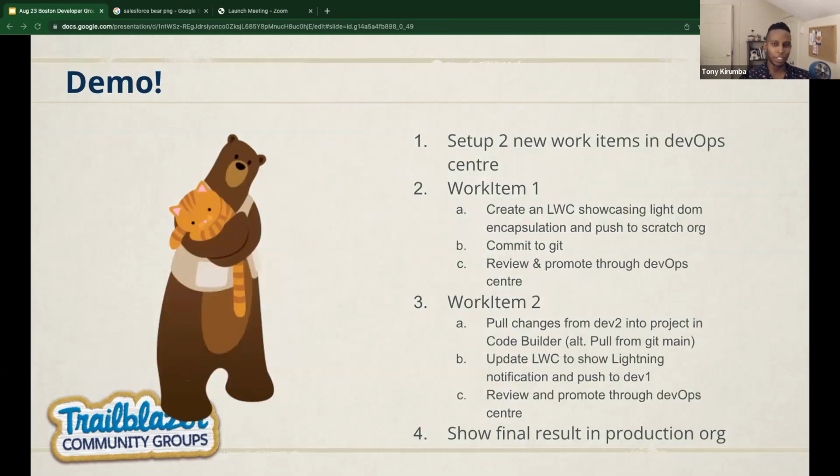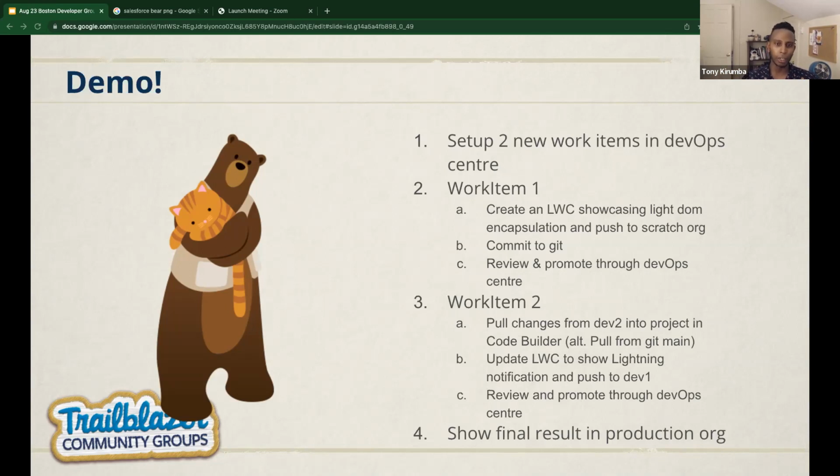This demo is a little bit ambitious. So this is what I have set up as an agenda. We'll see how much of it we can get through. And if things start to get out of scope or take too long, then I might trim it down as needed. But essentially what I'd like to do is use the DevOps Center to set up 2 new work items, and you'll see what those are. And we'll review the DevOps pipeline. And then for the first work item, we're going to set up a Lightning Web Component that uses some of the new features, push it to a scratch org and demonstrate it, commit that to Git, and then review and promote it through the DevOps Center.